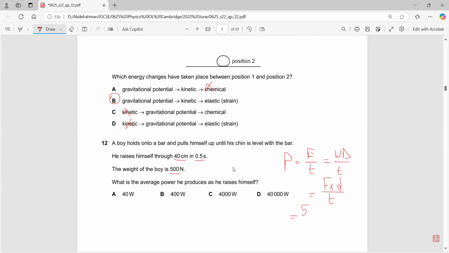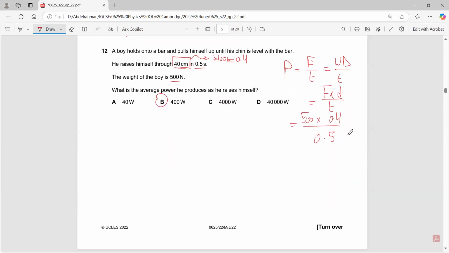The force is 500 newtons times the distance, 40 centimeters. How can I convert? You must convert centimeters into meters. So divide by 100, which is 0.4. 500 times 0.4 divided by the time, which is 0.5. So basically the answer would be 400. Yes, 400 watts. Okay.